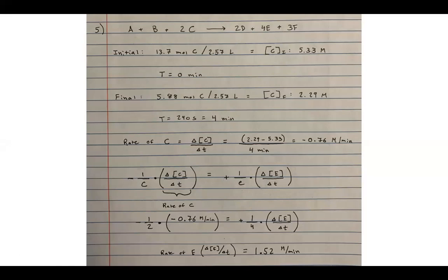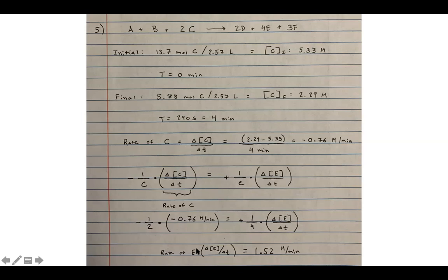That's just acknowledging that it's going to be disappearing. And put a positive sign in front of it if it's a product. So C is a reactant, E is a product, and that's why I have those respective signs there. My coefficient for C is 2, based on my balanced chemical equation. So negative 1 over 2 times my rate of C, which I solved for above is negative 0.76 molar per minute, is equal to positive 1 over the coefficient in front of E, which is 4, times its rate of appearance, because it's the rate of formation.